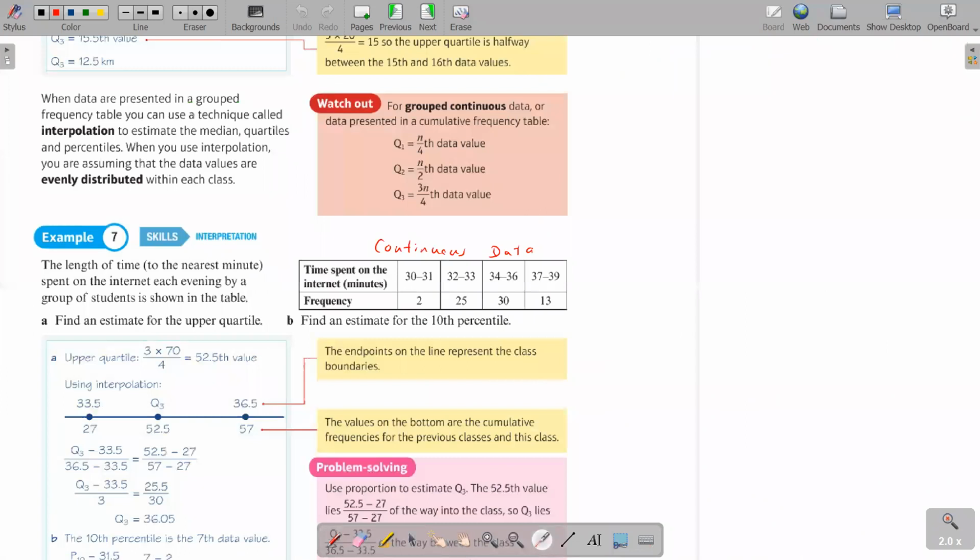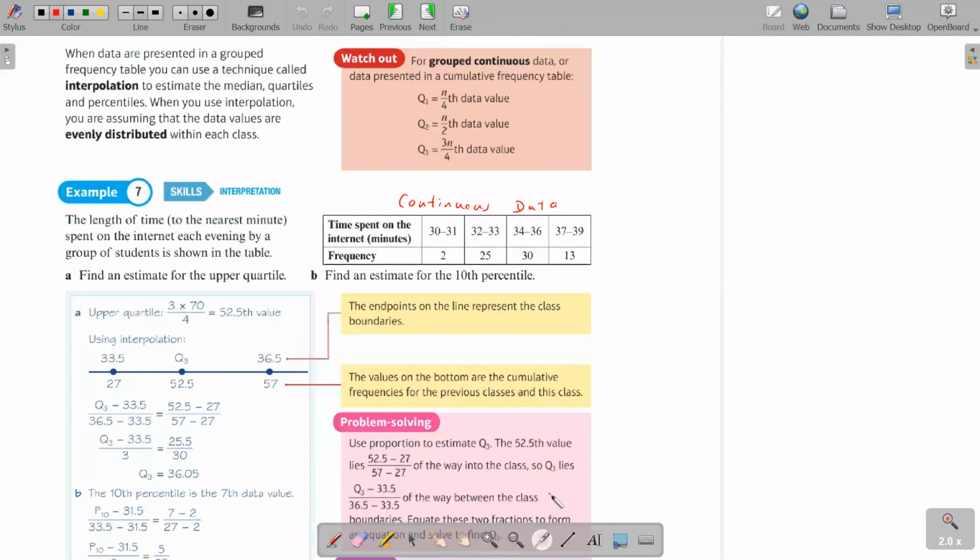So let's check on this example. You can see here, this group starts at 30 and ends at 31. The next group starts at 32 and ends at 33. Do you see what's happening here?